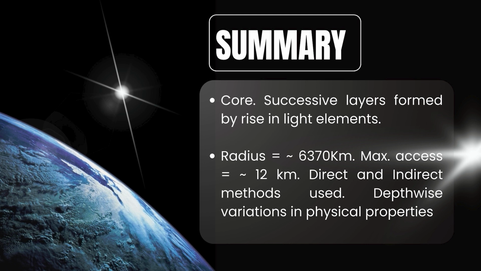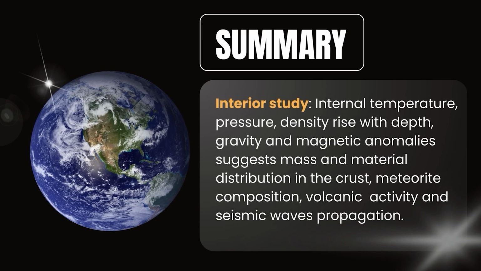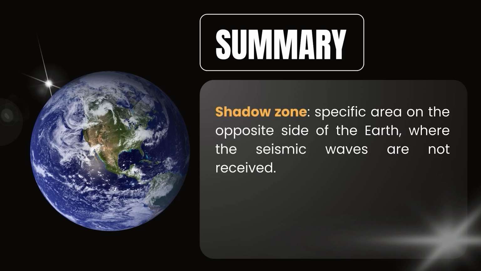Direct and indirect methods have been employed. Depth-wise variation in physical properties: thin crust, mantle hotter and denser, and core denser. Outer core controls magnetic field. And finally the interior study: internal temperature, pressure, density rise with depth, gravity and magnetic anomalies suggest mass and material distribution in the crust, meteoritic composition, volcanic activity and seismic propagation. Seismic waves are of body waves, primary waves, secondary waves, and surface waves, Love waves and Rayleigh waves. Shadow zone is a specific area on the opposite side of the earth where the seismic waves are not received.